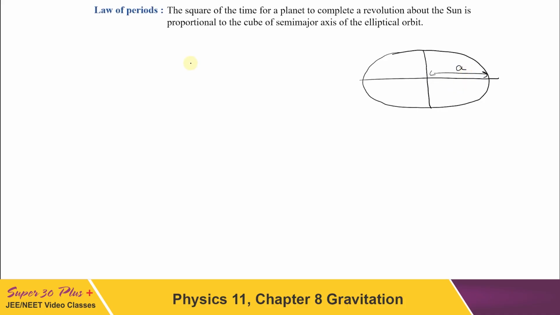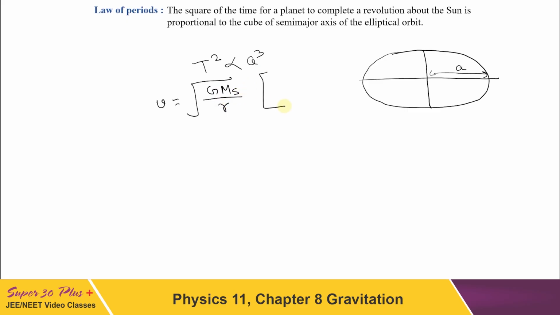So, now we can write that the square of the time period is proportional to the cube of this distance A. Let us see how this is true, and for simplicity, if we consider the orbit to be circular, then we can write that the velocity of a planet is given by the square root of G mass of Sun upon r.